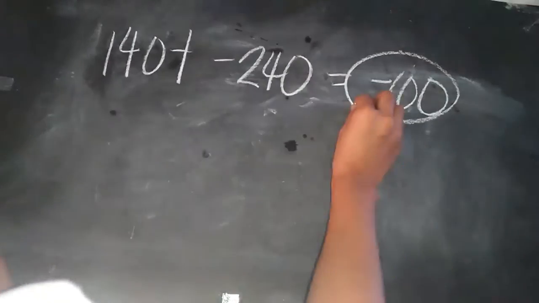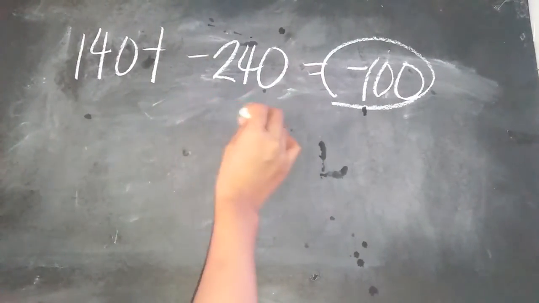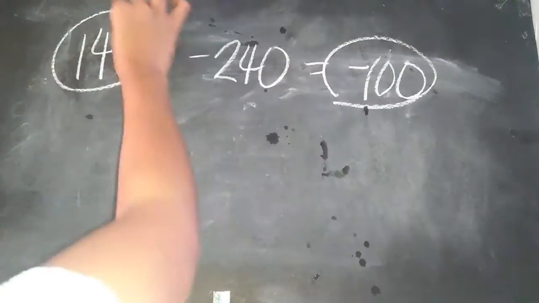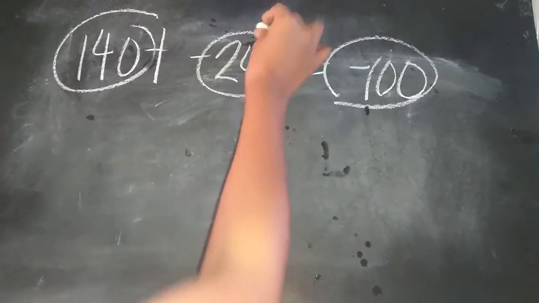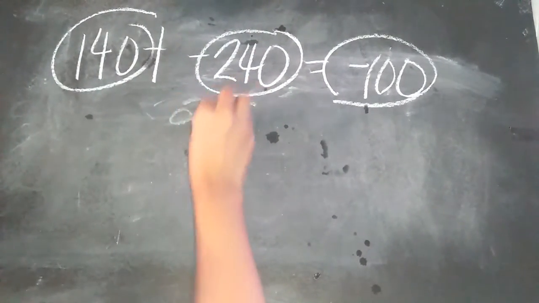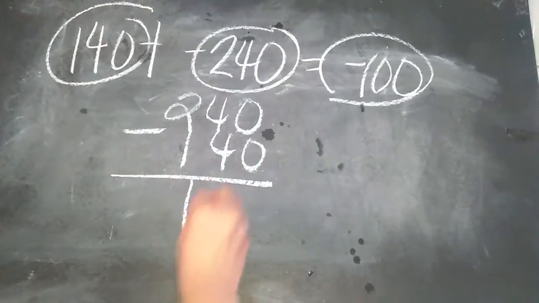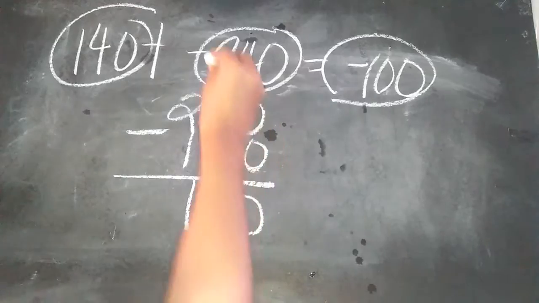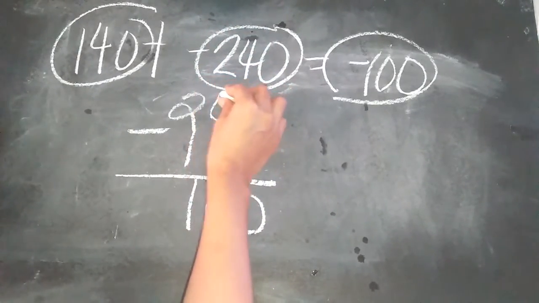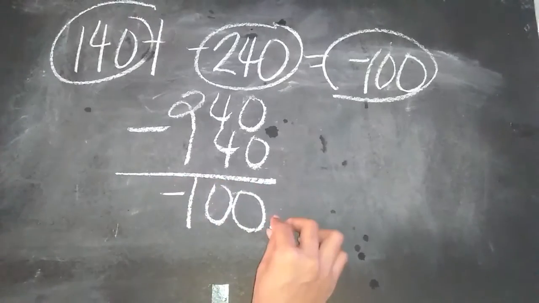Why negative 100? Because they have different signs, just subtract the two numbers and take the sign of the bigger number. So 240 minus 140 is 100. And take the sign of the bigger number, which is 240. So it is negative 100.